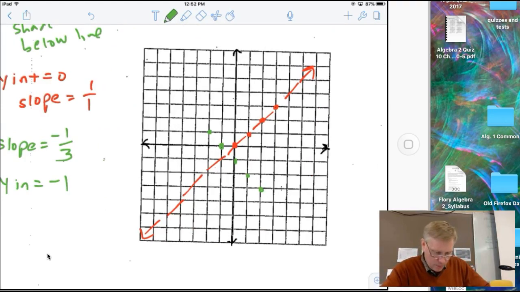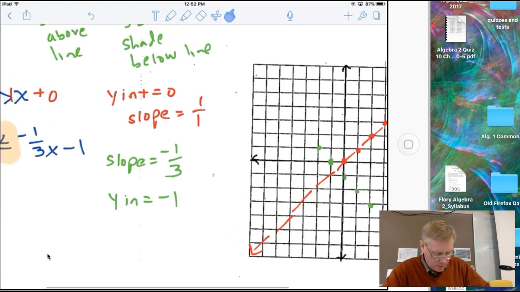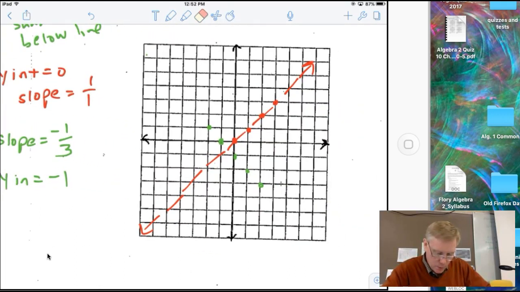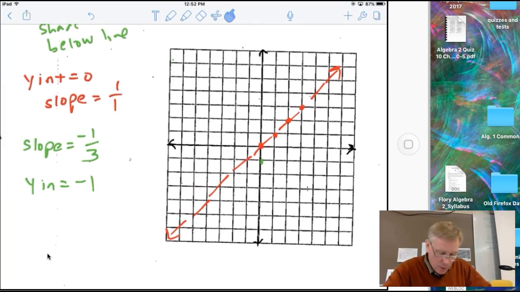Okay. Oops, wait. Did I do a slope? I did a slope of 1. I made a mistake there. Sorry about that. So the y-intercept was good, but I'm going to go up 1, left 3. 1, 2, 3. Okay.